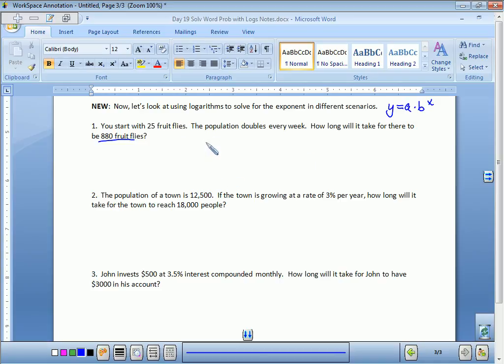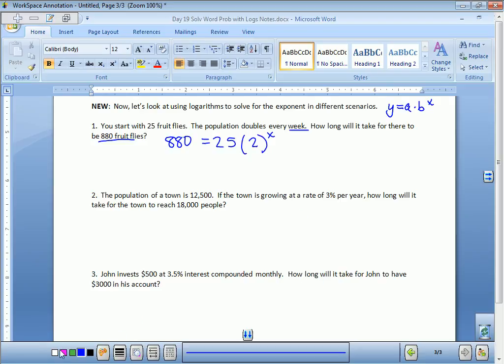So our initial amount is 25. It's doubling, so this is still 2. It's every week. How long will it take for there to be 880 fruit flies? We know the total. We don't know the time.